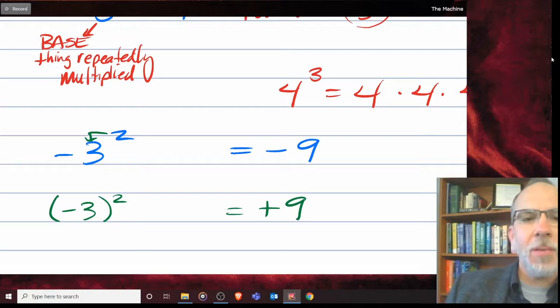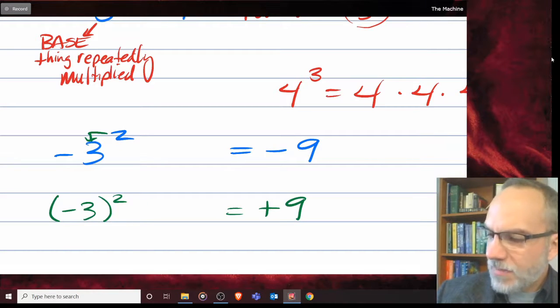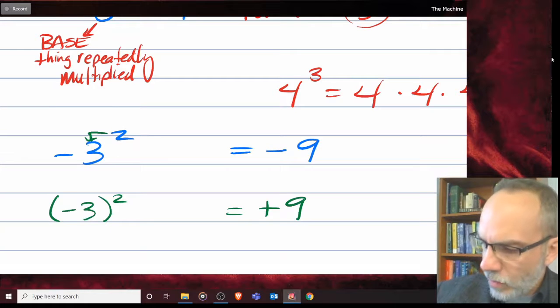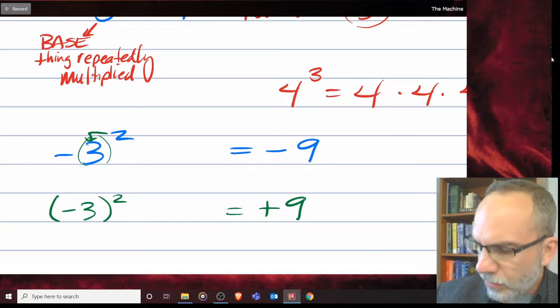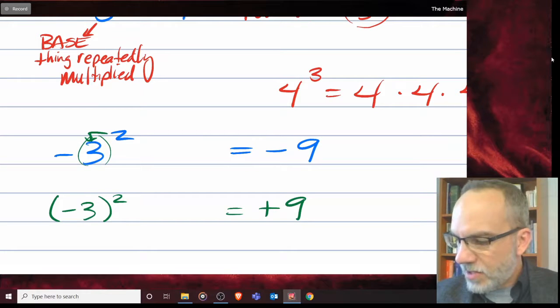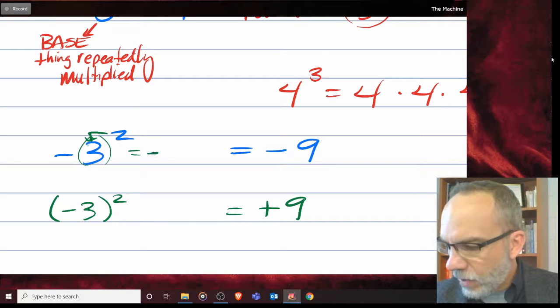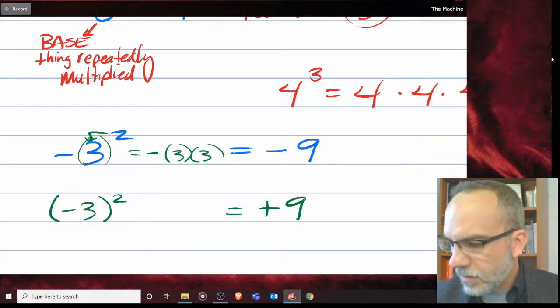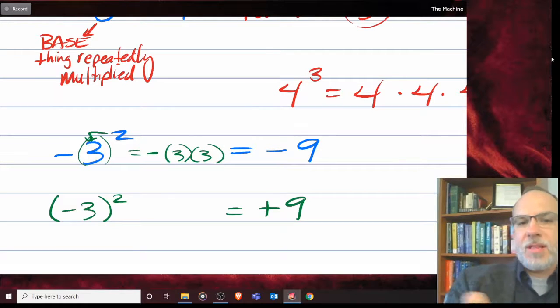Okay, and let's talk about why deliberately and thoughtfully. An exponent means repeated multiplication, but what's the base? The way I have it written here is only the 3. Okay, because the negative is not part of the package. It's not in the parentheses, because the parentheses shows you what's in the package. What this means is a negative of, but only the 3 is repeatedly multiplied. And as you can see, that's negative 9.